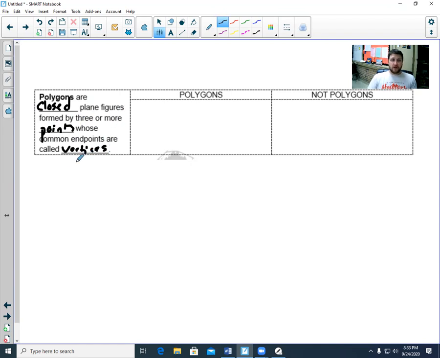So for those of you who can't read that, it's hard to write there. That word is called vertices. Now a polygon is a closed plane figure. It means that it can be drawn on a sheet of paper. It also means that it's closed. So it doesn't matter what it looks like, but as long as it closes and nothing could get out of it, that is a closed plane figure, which is a polygon.